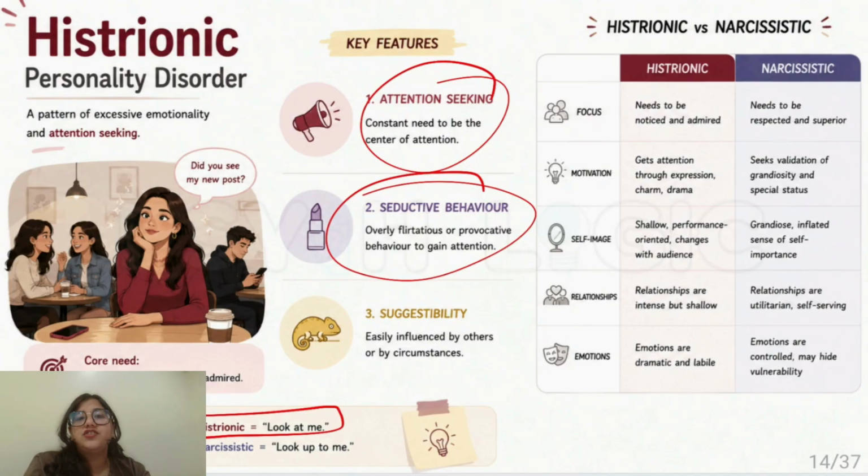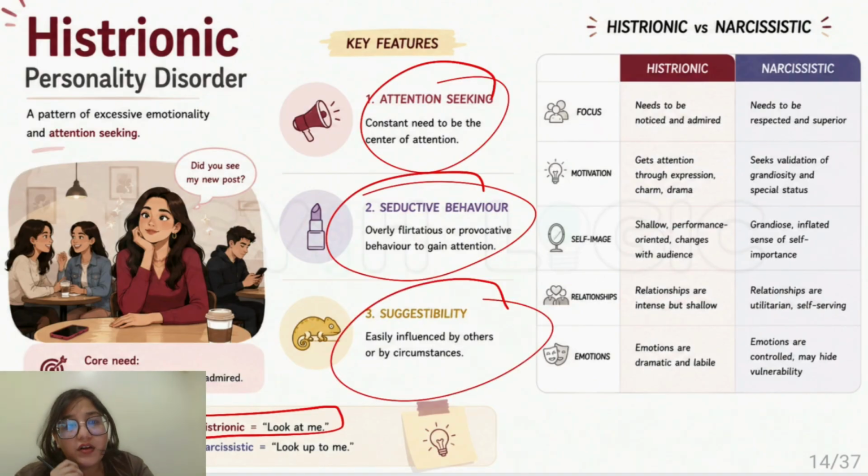And they're also highly suggestible. They get influenced very easily. Their opinions, their views change depending on whom they're spending time with because they seek approval. They're very suggestible in nature. Another feature is that they consider relationships to be more intimate than they actually are. So even if you met them once or twice, they'll say we're actually very close friends, even when you only met them a couple of times. With this, let's move on to narcissistic personality disorder.